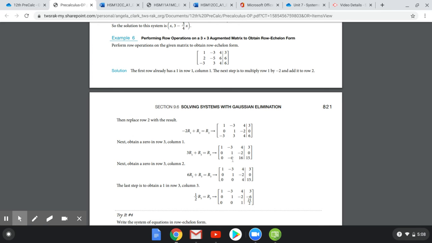So I want to multiply this row by 6, add the rows together, and that will make this 0. So multiply row 2 by 6, add it to row 3, and put it in row 3, and that will give you this row. Then I want to get this to be 1, and so I want to divide this whole row by 4.